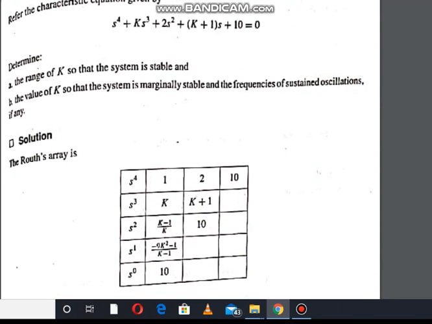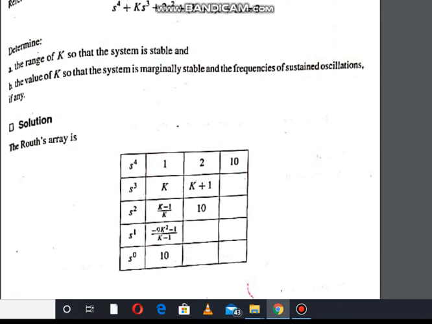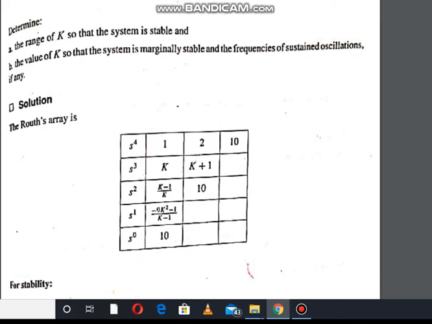So first, by using the characteristic equation, we can write the Routh array. So we'll get this type of Routh array. In the first column, we'll get 1, k, (k minus 1) divided by k. The next value is minus 9 (k square minus 1) divided by (k minus 1), and the last value is 10. So the values are in terms of k. So now we have to find the value of k, or range of values of k, for stability.